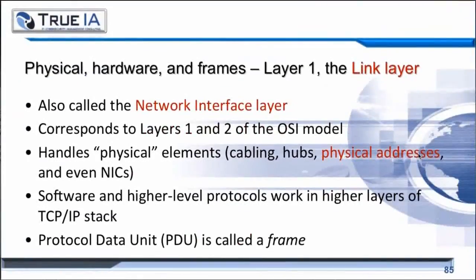The network interface layer, much like layer 1 in the OSI model, corresponds to layers 1 and 2. It handles the physical elements of the network: cabling, hubs, physical addresses, or your MAC address. Software and higher level protocols work in the higher level layers of the TCP/IP stack. This is also where you'll find your frames. However, in the TCP/IP model, they are referred to as PDUs, or protocol data units.